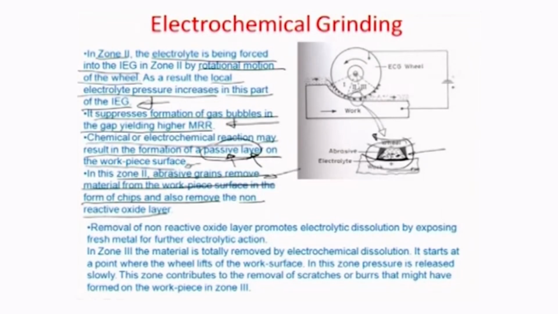So, at the end of the day, when this zone 2 is crossed, the surface is kind of brought back to fresh, because there is already a scratching mechanical action initiated by these abrasive grains towards the end of zone 2, and there is a general removal of the non-reactive oxide layer.